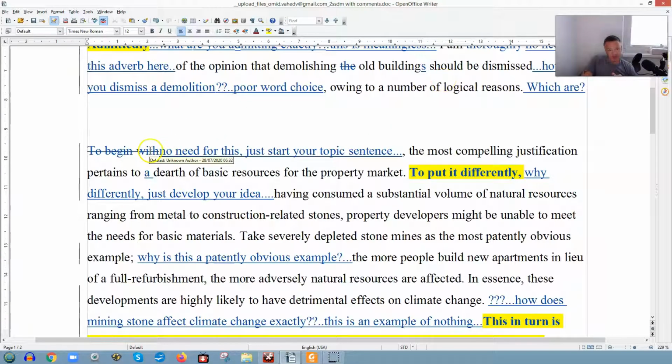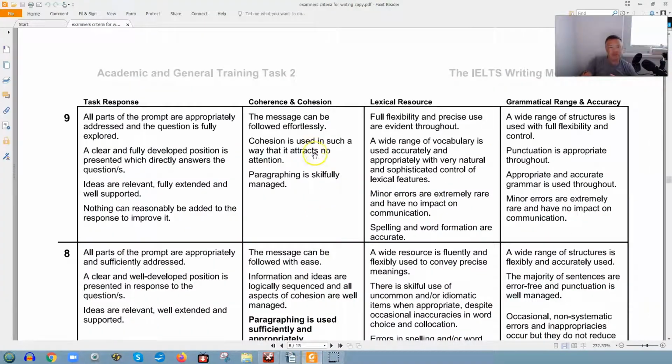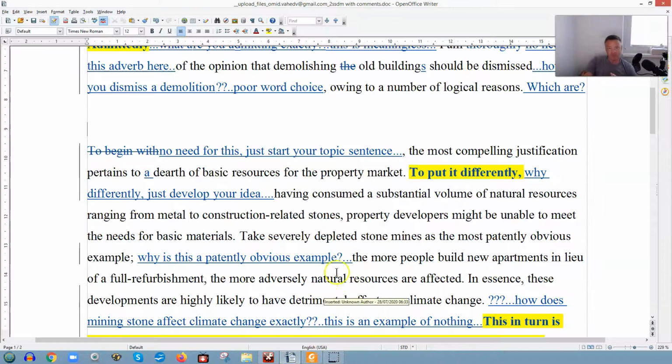Now, to begin with, don't do that. Don't do to begin with, firstly or secondly. Your cohesion must attract no attention. No attention. But if you're saying to begin with and all this nonsense, then yes, that's attracting attention. So don't do it.